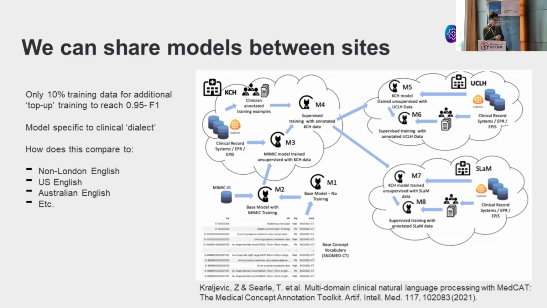That model is obviously specific to the clinical dialect of probably London. So there's further work to distribute those models elsewhere within the UK, and we're actually doing that right now. We've been doing that for the past year and a half. But also, how does this model compare to non-London English, US English, Australian English, Singapore English, and, more importantly, how does it compare to other languages?